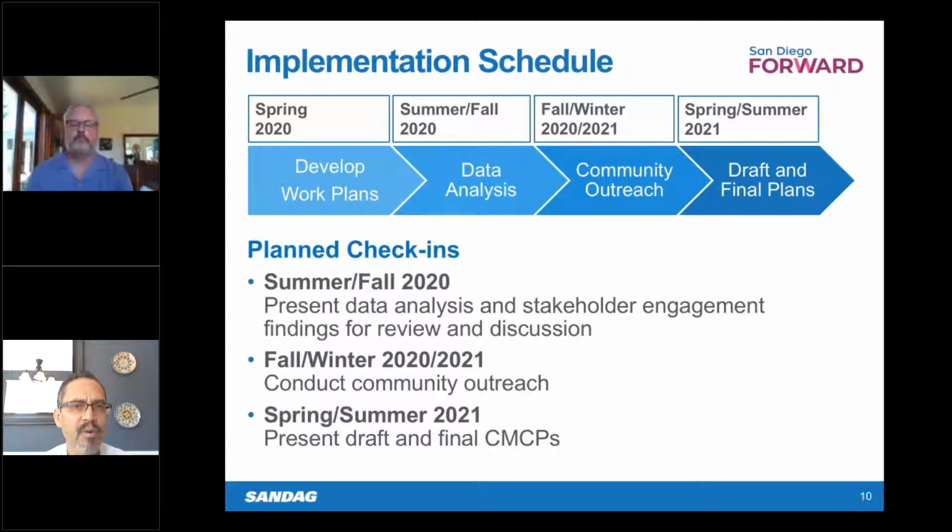We're planning check-ins starting this summer and fall to present the results of the data analysis and the stakeholder engagement. Moving into fall and winter 2021-2022, we'll be getting out to the public, having the community outreach sessions for the corridor plan updates, and then moving into spring and summer of 2021, presenting the draft and final updates to the corridor plans for each of those 5 initial corridors. And that concludes my presentation.